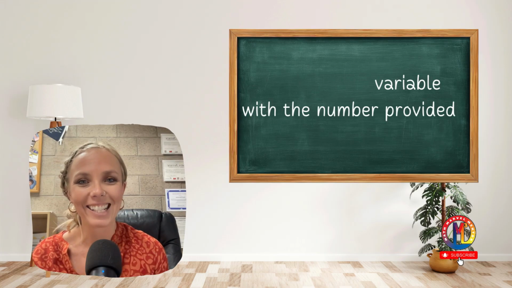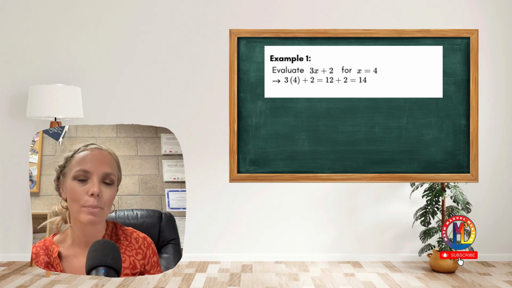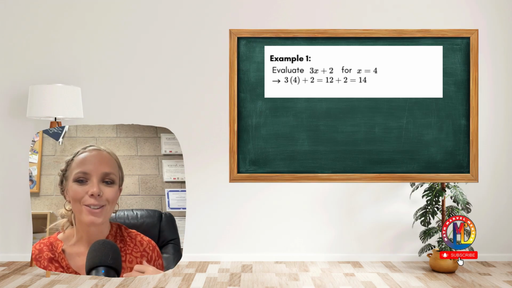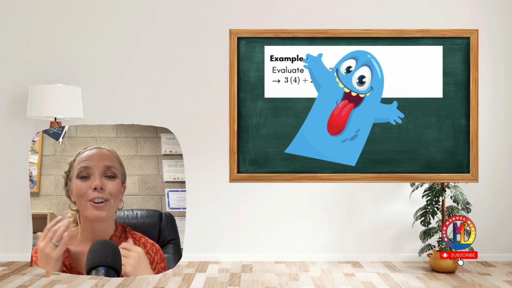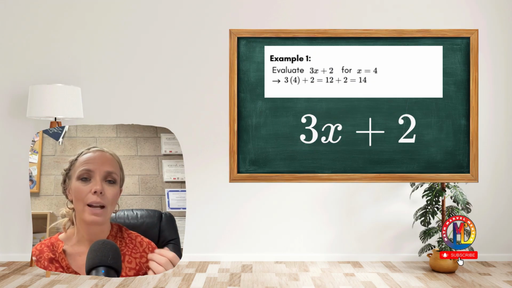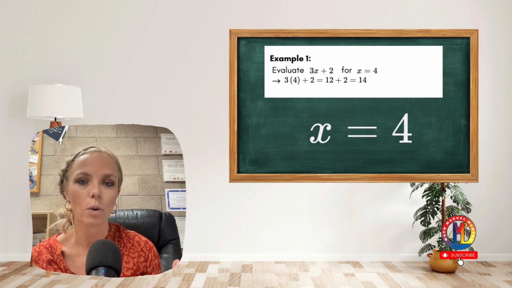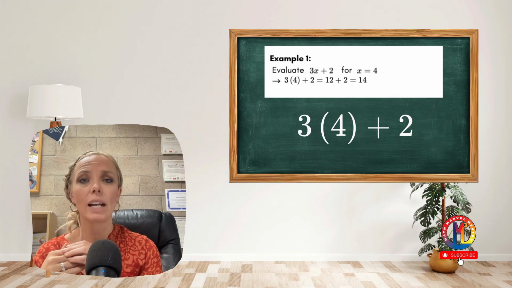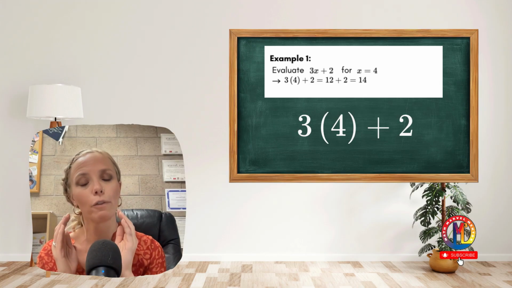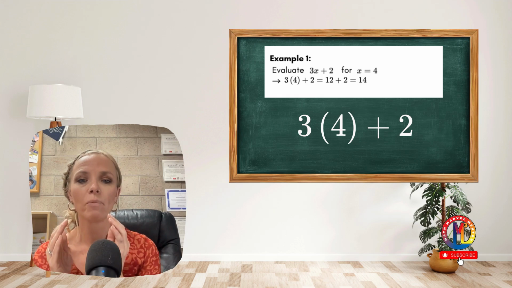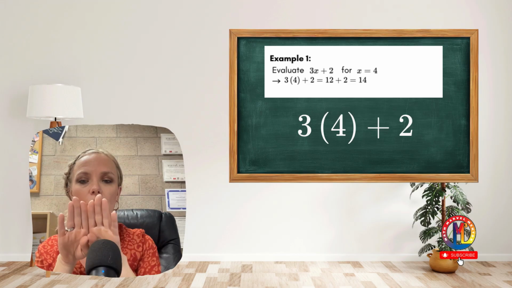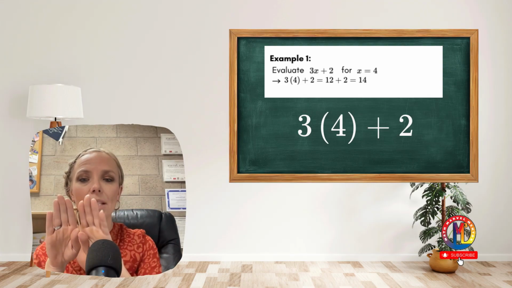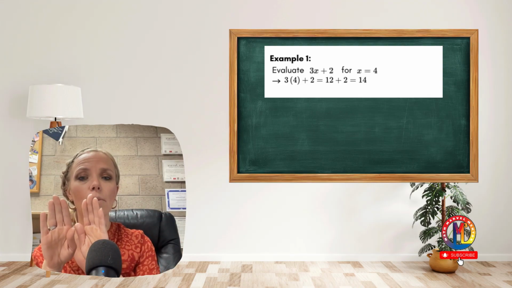So let's look here at example 1. We have evaluate 3x plus 2 for x equals 4. So 3x plus 2, and then we know what x is. X is 4. So now we are going to substitute or plug that value in. Instead of writing 3x, we replace the x with 4, and we have 3 times 4. Remember, when they're right next to each other, we don't see the operation sign, but it means to multiply. So 3x means 3 times x, and then x is 4. So 3 times 4 plus 2.